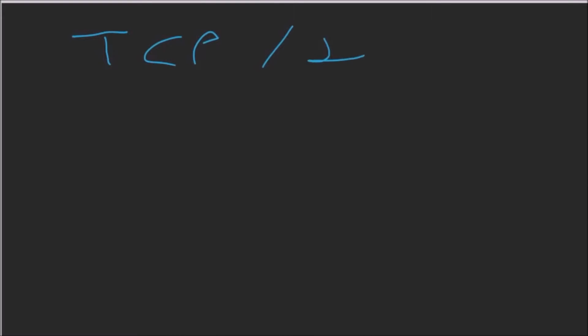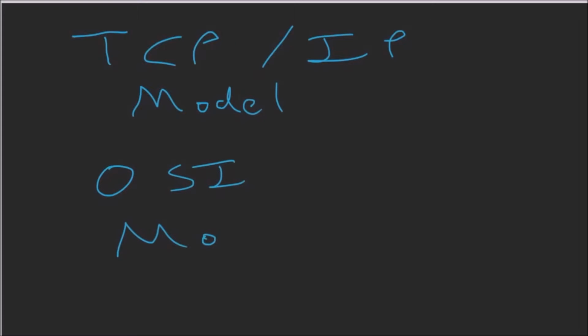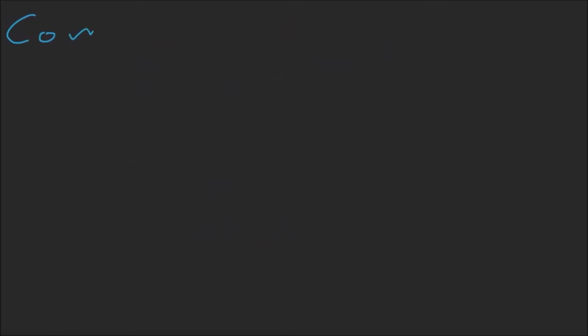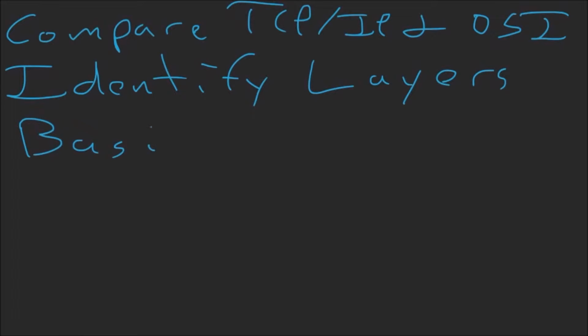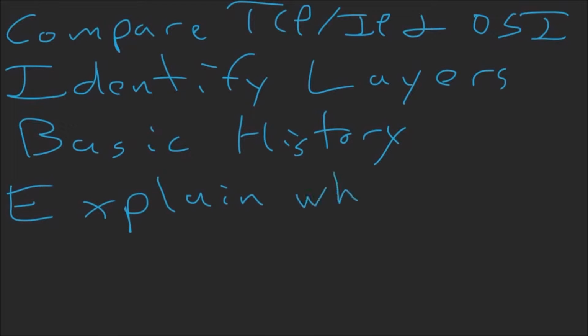We'll be talking about the TCP IP model and the OSI model. We're going to compare both models. We're going to actually talk about each layer, identify the name of them, give you a basic history of both models, and explain why we use these models.